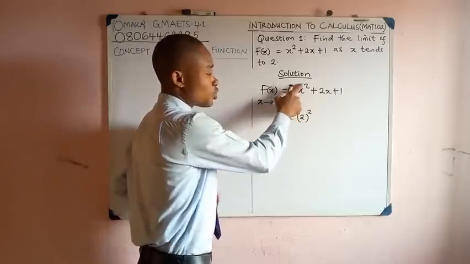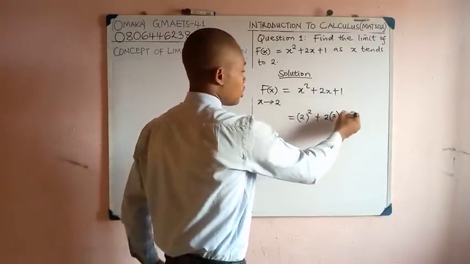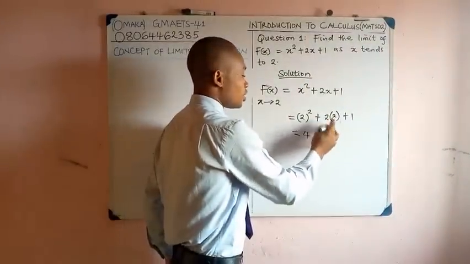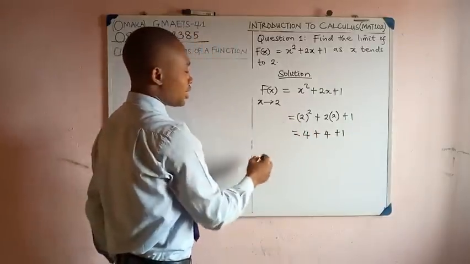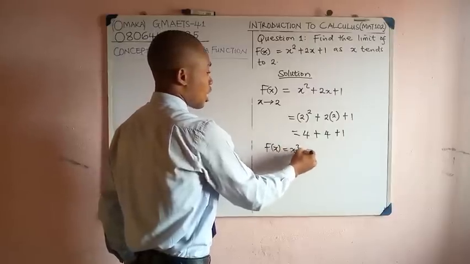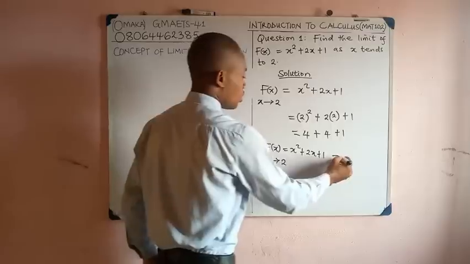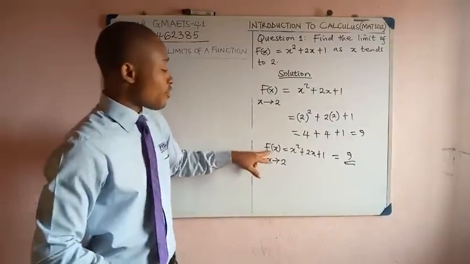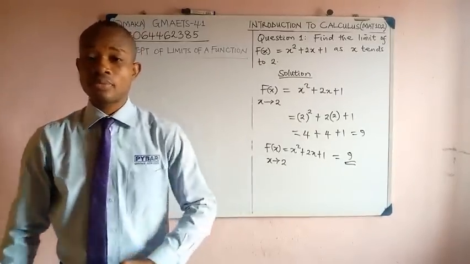So that's going to be 2 squared, and then plus here, this is 2 times the value of x, which is 2, then plus 1. If you simplify this, 2 squared will give you what? 4. Then 2 times 2 will give you 4 plus 1. 4 plus 4 is 8 plus 1 is 9. Therefore, f of x, which is equal to x squared plus 2x plus 1 as x approaches 2, will give us the value 9. So when x is approaching 2 here, f of x in this function will be approaching what? 9. And that's the solution to this problem.